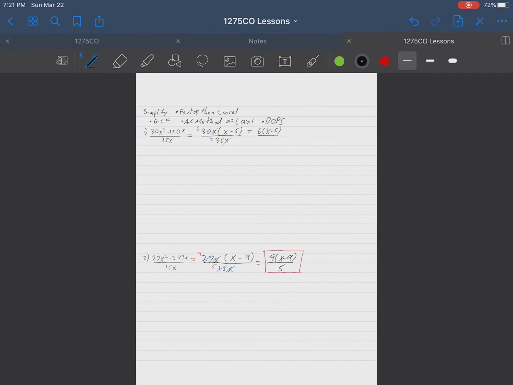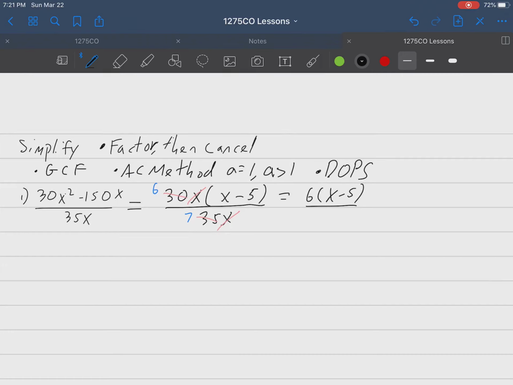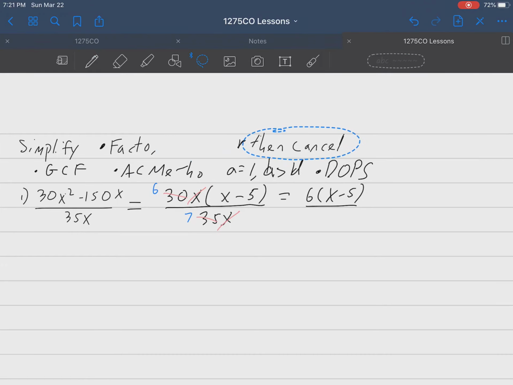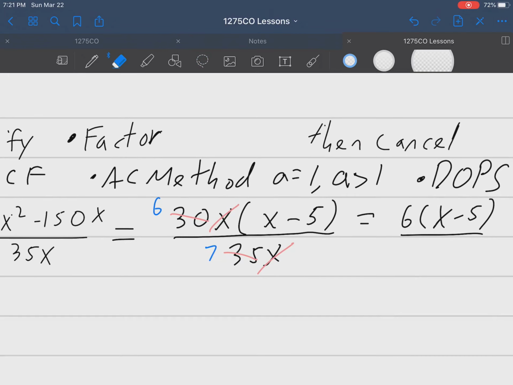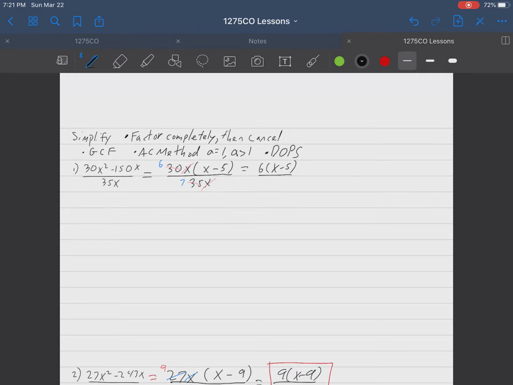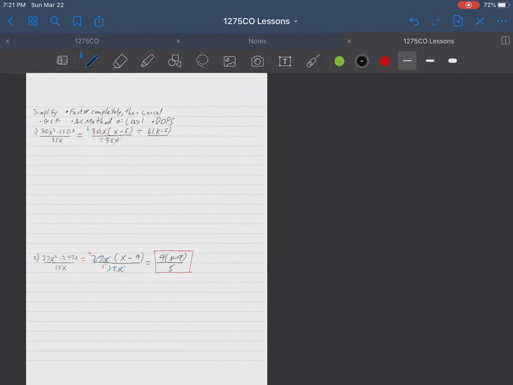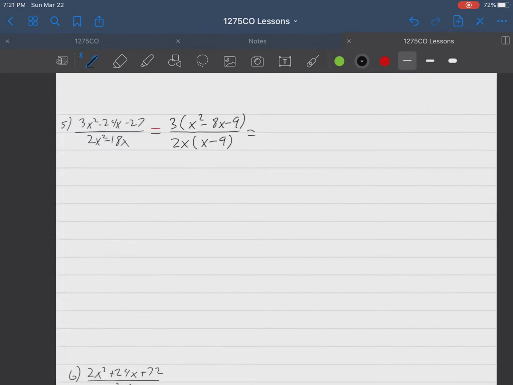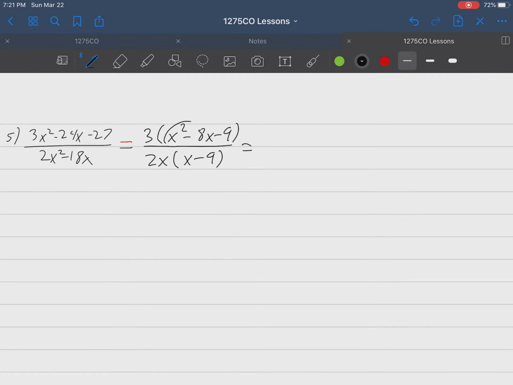So one of the things that I did not write but is implied is that this step of factoring, you have to factor completely. And that means that if you factor out a greatest common factor, maybe there's more to do, right?